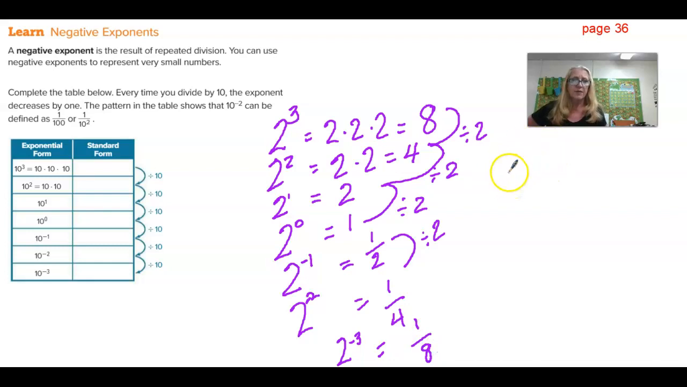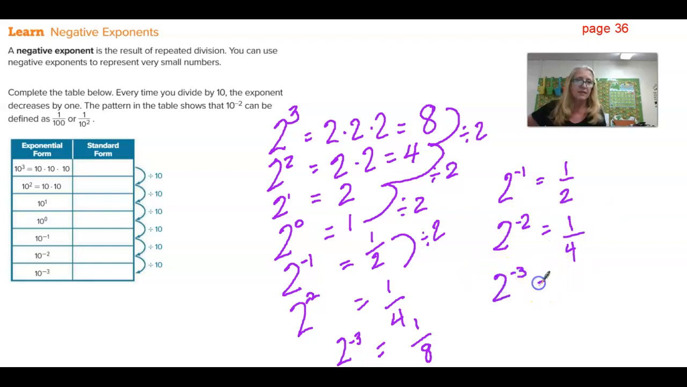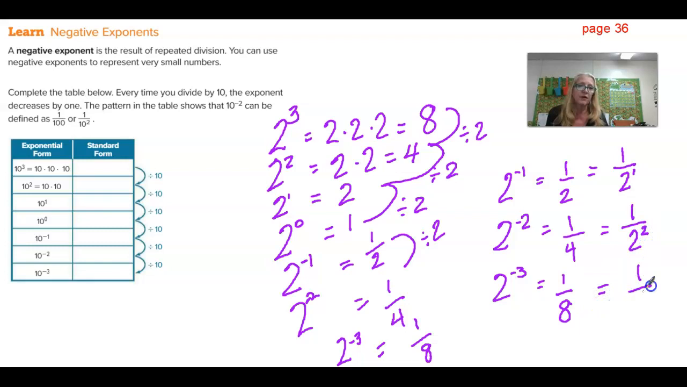But let's look at these. 2 to the negative 1 is equal to 1/2. 2 to the negative 2 is equal to 1/4. And 2 to the negative 3 is equal to 1/8. Or let's write this a different way. This is equal to 1 over 2 to the first power. This is equal to 1 over 2 to the second power. And this is equal to 1 over 2 to the third power.